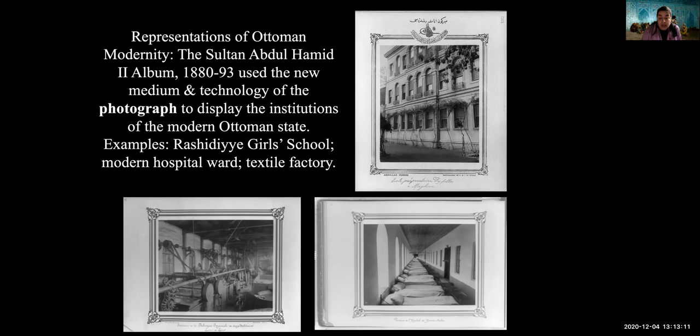And this album was actually sent as a gift to the United States, and it actually resides at the Library of Congress. So there was a message that was being sent through this to another state, in this case, the United States, about the Ottomans and their current state in the late 19th century.